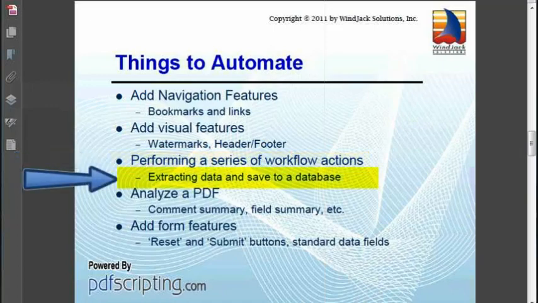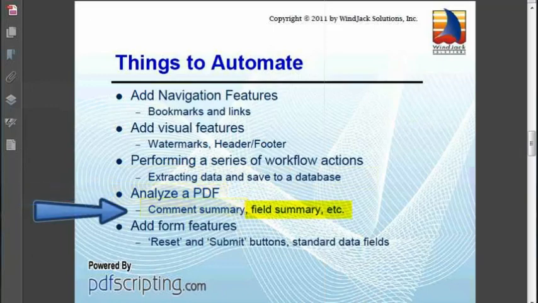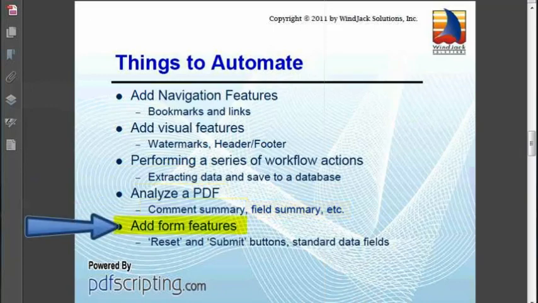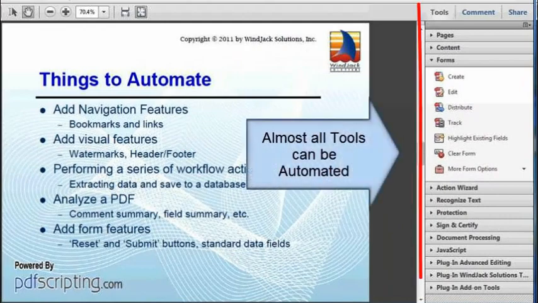There are workflow operations that can be automated, like extracting data from a PDF and then saving it to a database. There are many times when PDFs need to be analyzed to create a comment summary, for example, or a field summary. This is something that's needed during form development. And also, we can speed up our forms development by having automation scripts that add common features, like reset and submit buttons. Just about any operation that you do with Acrobat manually can be automated. This is just a very short list.